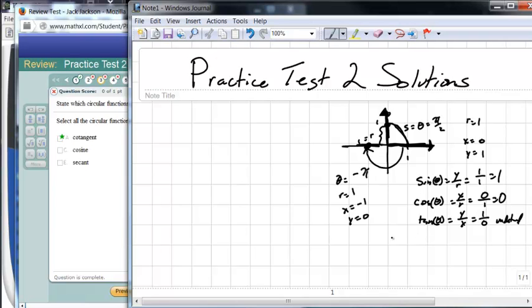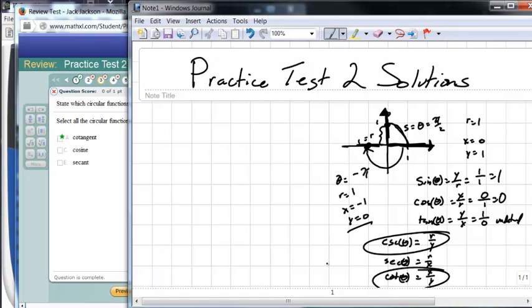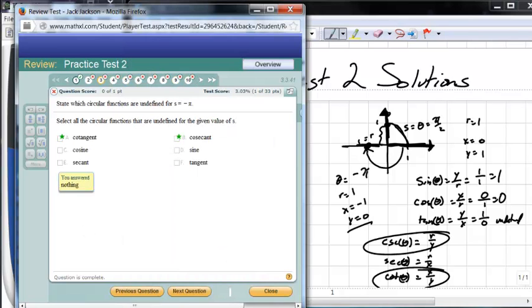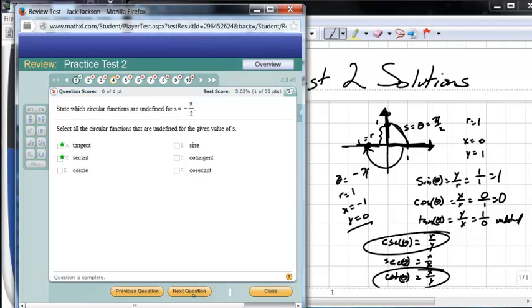But then the reciprocals of these: cosecant of theta is r over y, secant of theta is r over x, and cotangent of theta is x over y. Which ones are we going to be dividing by 0? Cosecant and cotangent. So those are the ones that are undefined. The rest are defined. Okay, what if the angle is minus pi over 2?